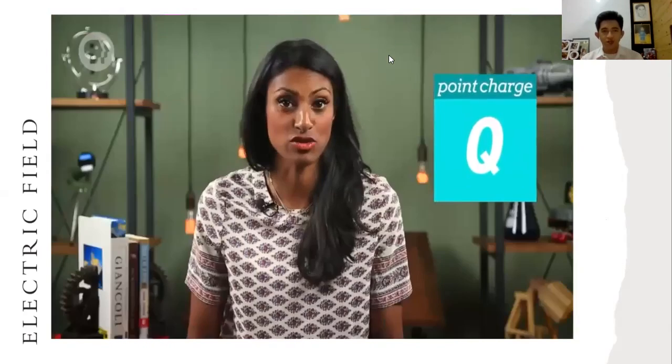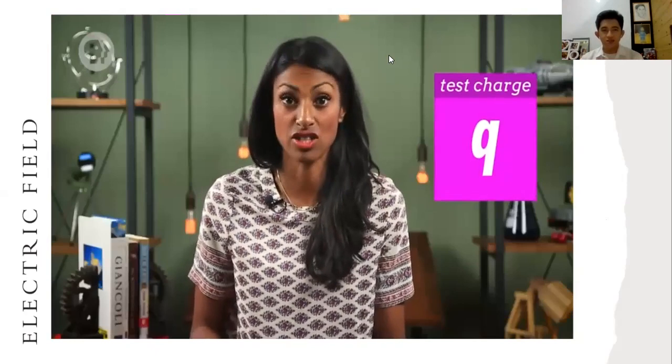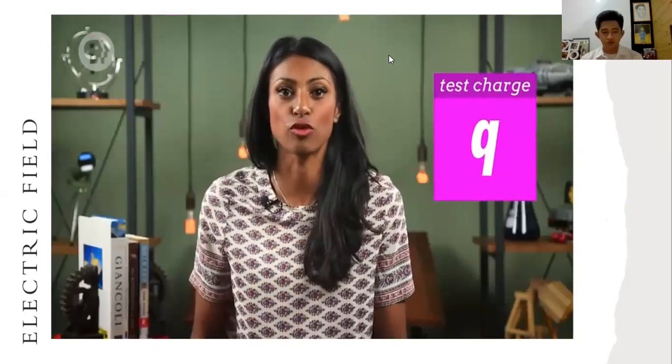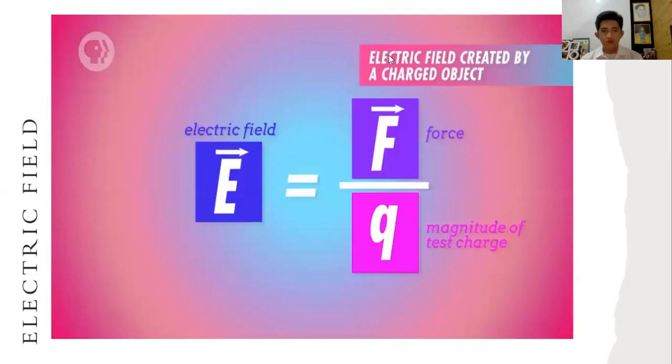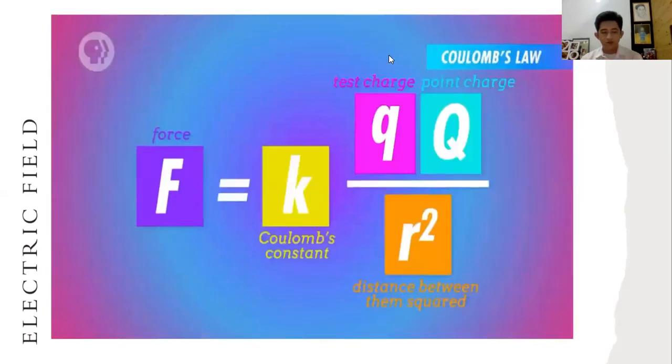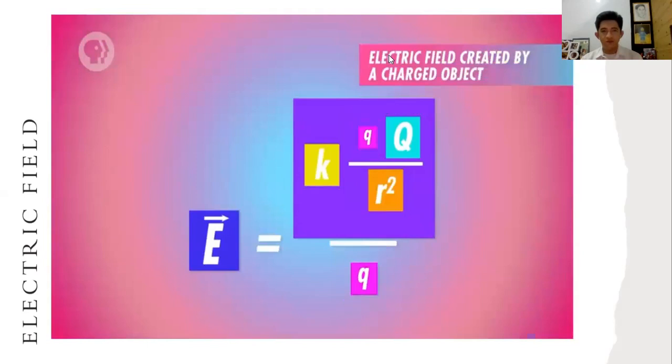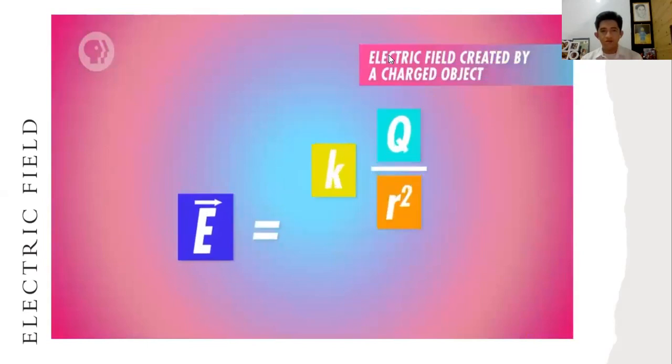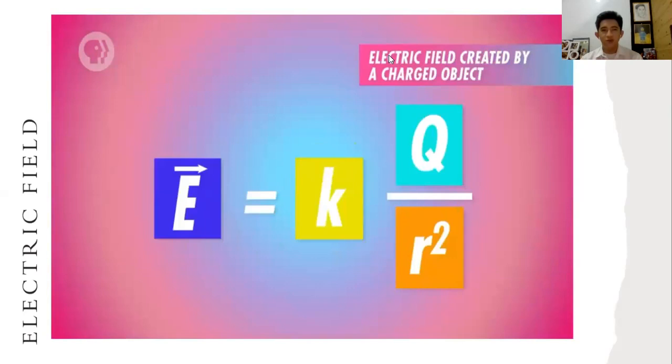So we have here a point charge as a test charge that we are going to use. So electric field is equal to force divided by the magnitude of a test charge. So we will use this test charge, and the force that we're going to use is from Coulomb's law. So to put Coulomb's law in the electric field equation, we can cancel out the test charge there, and we can come up with an equation E is equal to kQ over r squared, or d squared.